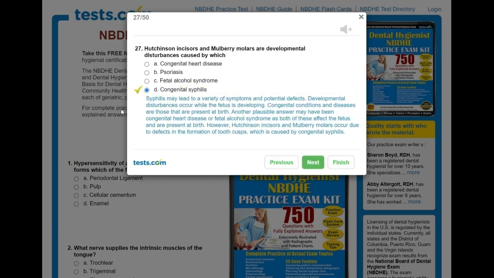D. Congenital syphilis. Syphilis may lead to a variety of symptoms and potential defects. Developmental disturbances occur while the fetus is developing. Congenital conditions and diseases are those that are present at birth. Another plausible answer may have been congenital heart disease or fetal alcohol syndrome, as both of these affect the fetus and are present at birth.